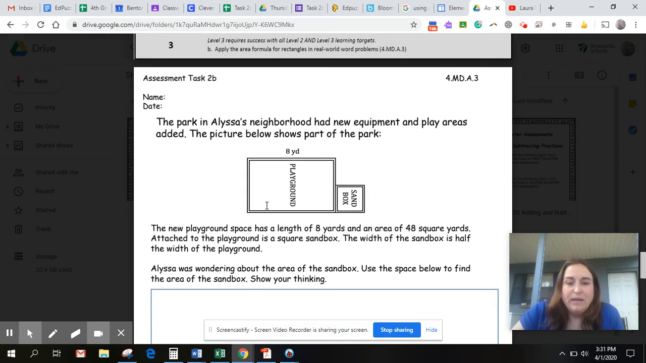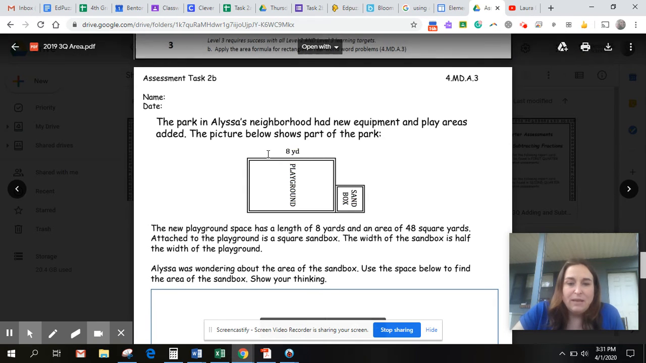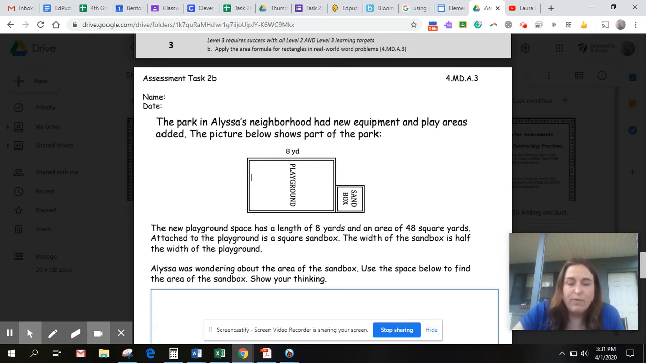If we look over here, we see that we have the length, but we do not have the width. So we've got to figure out what the width is. So thinking about that, let's go ahead and ask a question. What is the width of the playground? What would we do in order to solve that? So please answer the question.